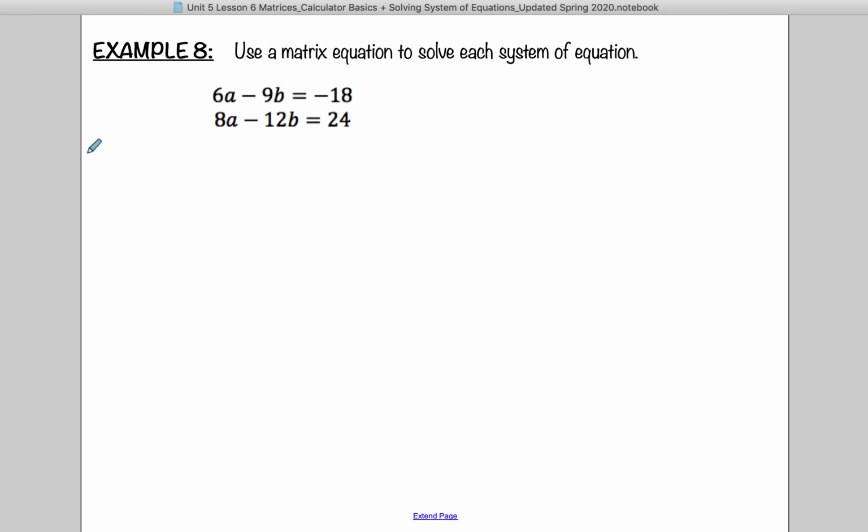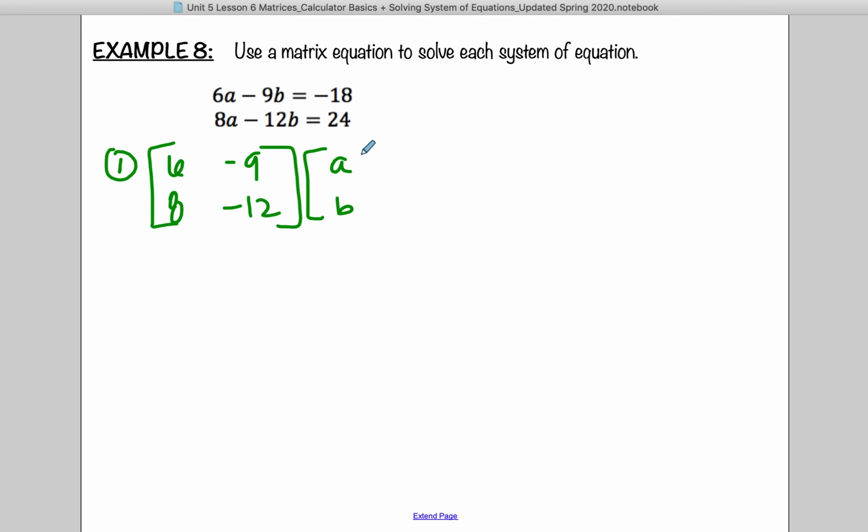So first things first, set up that matrix equation. Okay, so I have 6 and 8, -9 and -12. Then it's your variable matrix, so be careful. This is A and B, not X and Y. And it equals -18 and 24.